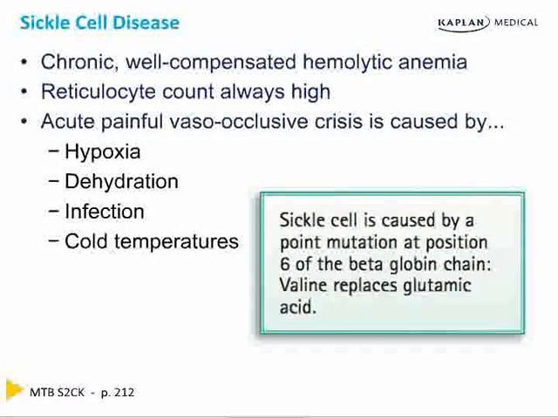Infection, cold temperatures. Sickle cell is caused by one single point mutation at position 6 of the beta-globin chain. Valine replaces glutamic acid. This is one of the few mechanism questions asked on Step 2. Just because it's Step 2 doesn't mean you don't get a handful of mechanism questions, and this is one of them.